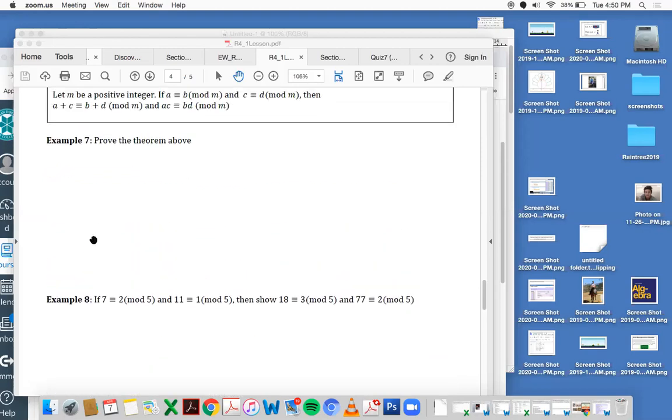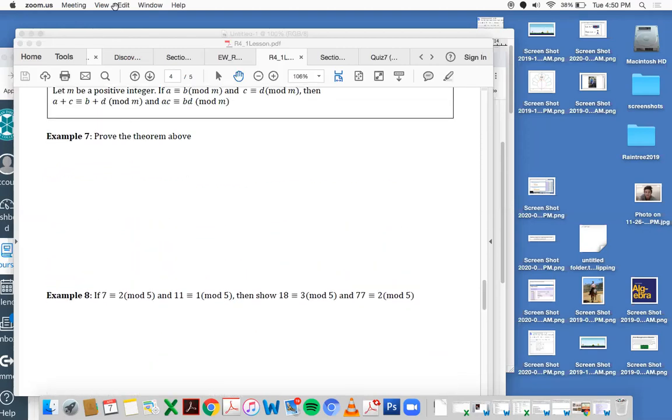Okay, so this example uses these properties. So let's look at them. If 7 is 2 mod 5 and 11 is 1 mod 5, then show that 18 is 3 mod 5 and 77 is 2 mod 5.